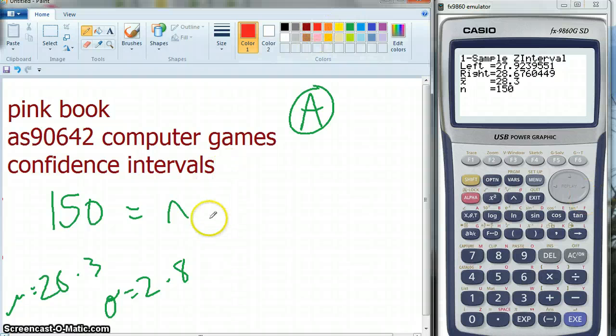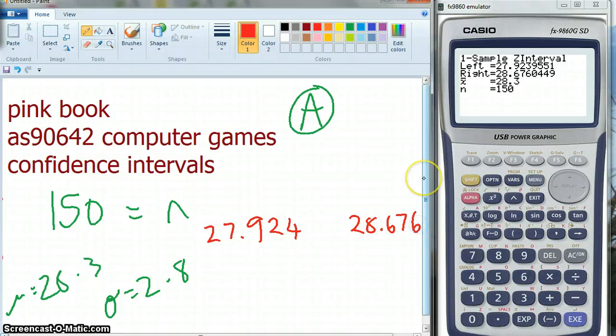So we get these 2 values: 27.924 and 28.676. But what do those 2 values mean, if you like? There's a 90% chance that the mean length of time taken to build up the city is between blah blah blah and blah blah. Yeah, so what am I going to put in here? What symbol? Mean. The mean.